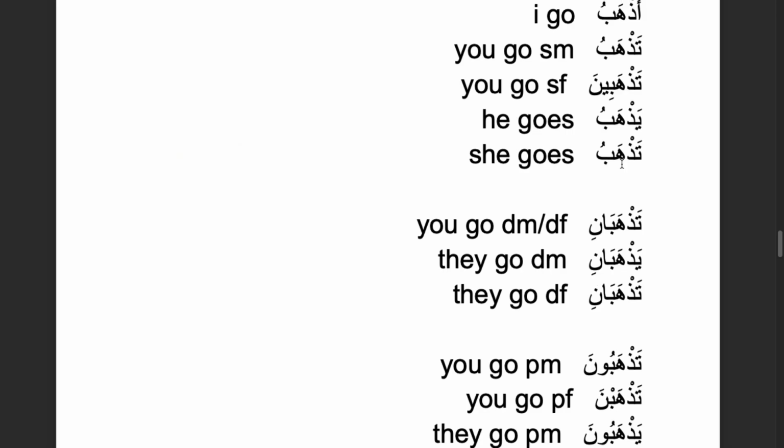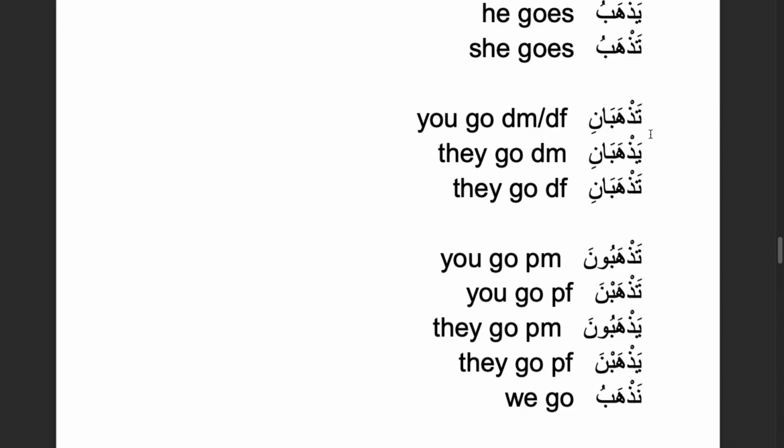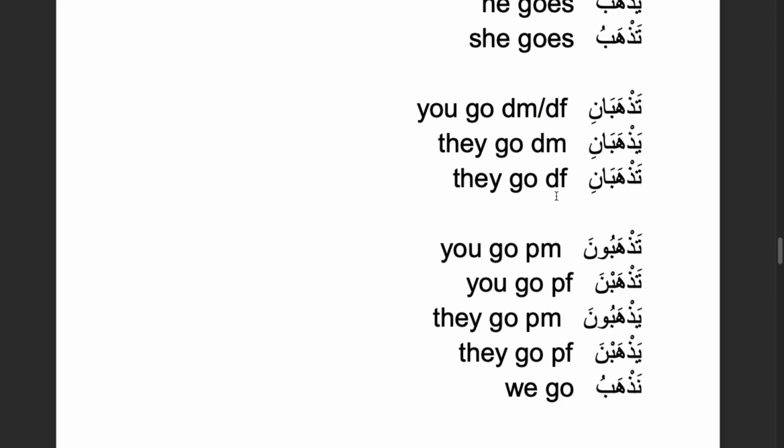This tadhabu, look, has two meanings. It could be you go, singular male, or she goes. So when you start a present tense verb with a ta and don't put anything on the end of it, it can have two possible meanings, just depends on the context. It could be you, singular male, or she, third person. Here we have tadhabani, you go, dual male or dual female. Yadhabani, they go, dual male. And tadhabani, they go, dual female. And again, look, tadhabani has three possible meanings. It could mean you go, speaking to dual males. It could mean you go, speaking to dual females. Or it could mean they go, speaking about dual females.